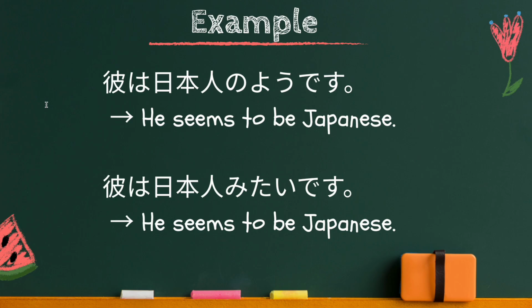For example, 彼は日本人のようです。This means he seems to be Japanese. And another one, 彼は日本人みたいです。So both are the same meaning, but this one is more formal, this one is more casual. That's the difference. And also the grammar format is a little different.